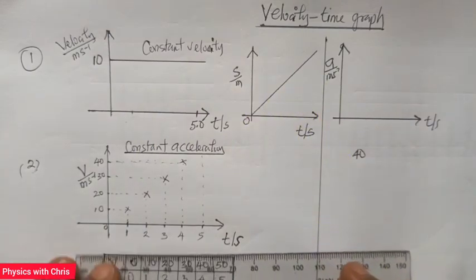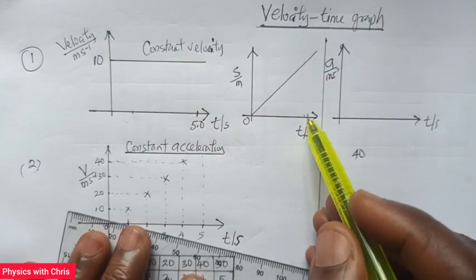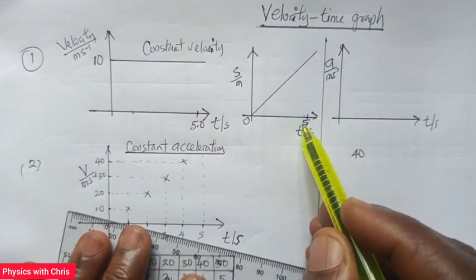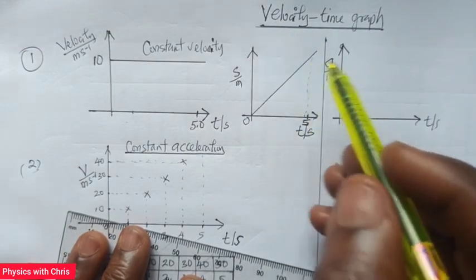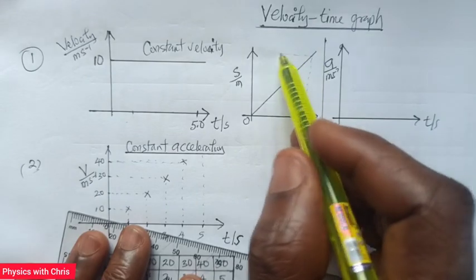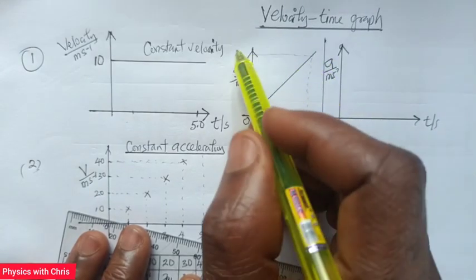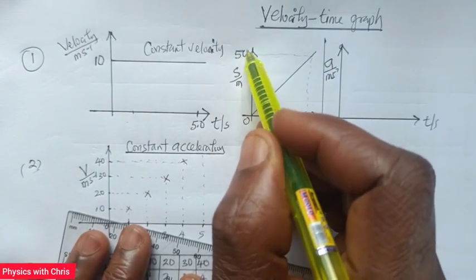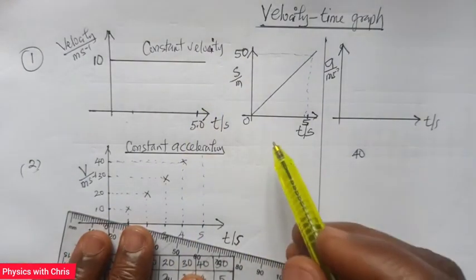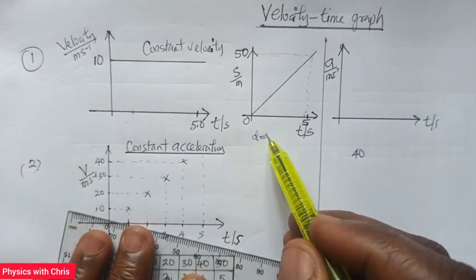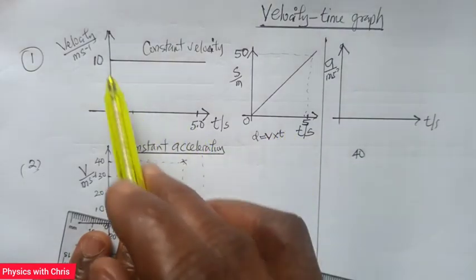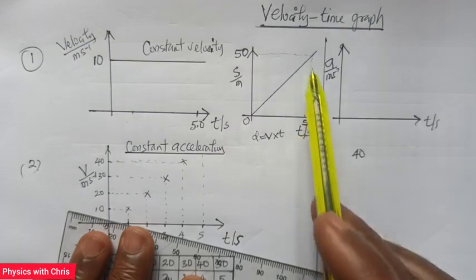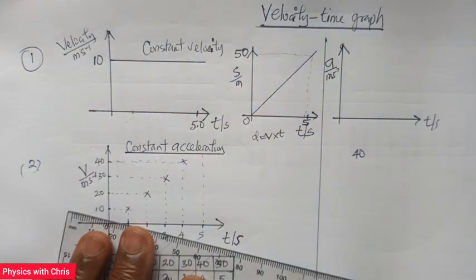And if I want to represent it completely, let me place my 5 here. After 5 seconds, the body will have covered a distance of 50 meters. How did I get that? Because distance or displacement is speed or velocity times time. So I multiply 5 by 10, that is 50 after 5 seconds. The body has covered a total displacement of 50 meters from the starting point.